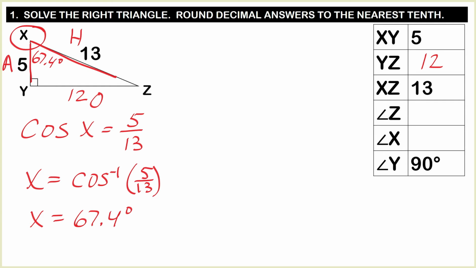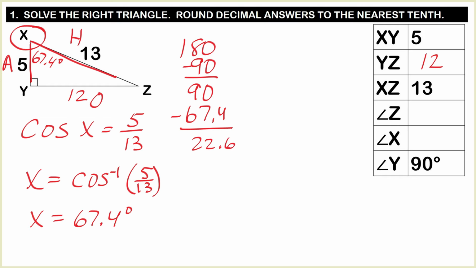And finally, to find the measure of angle Z, I need to use the triangle sum theorem. So I have 180 degrees minus the right angle, which leaves me with 90 degrees. And 90 degrees minus 67.4 will give me angle Z, and angle Z is 22.6 degrees.